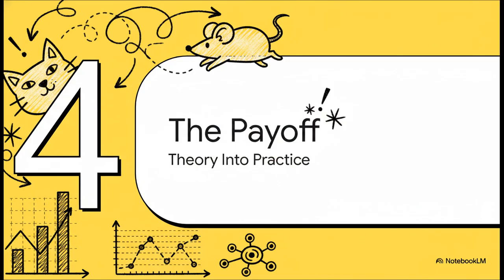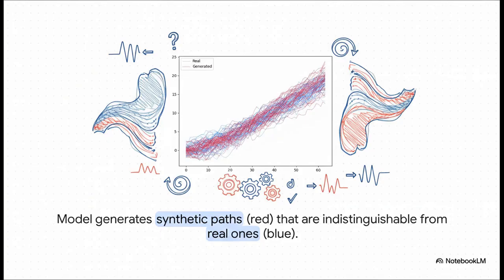Let's take a look. And this image just brilliantly illustrates the outcome. The blue lines you see here, that's real data from a complex, random process. The red lines, they are completely synthetic, created from scratch by our trained art forger. I mean, look at them. Notice how they capture the drift, the volatility, the whole feel of the real data perfectly. It's almost impossible to tell them apart.